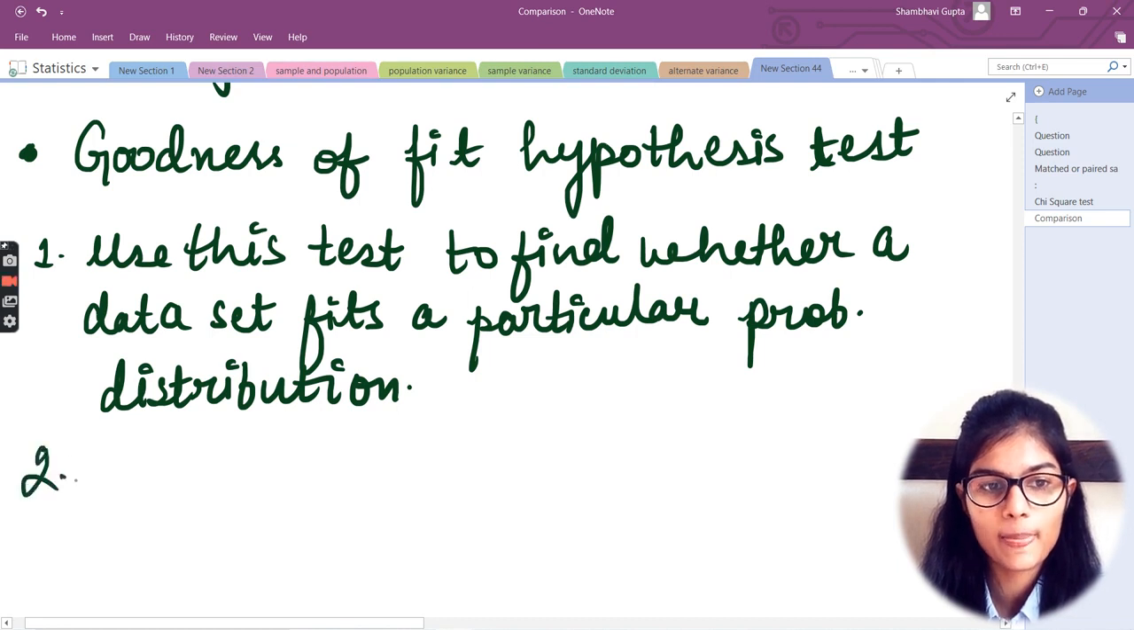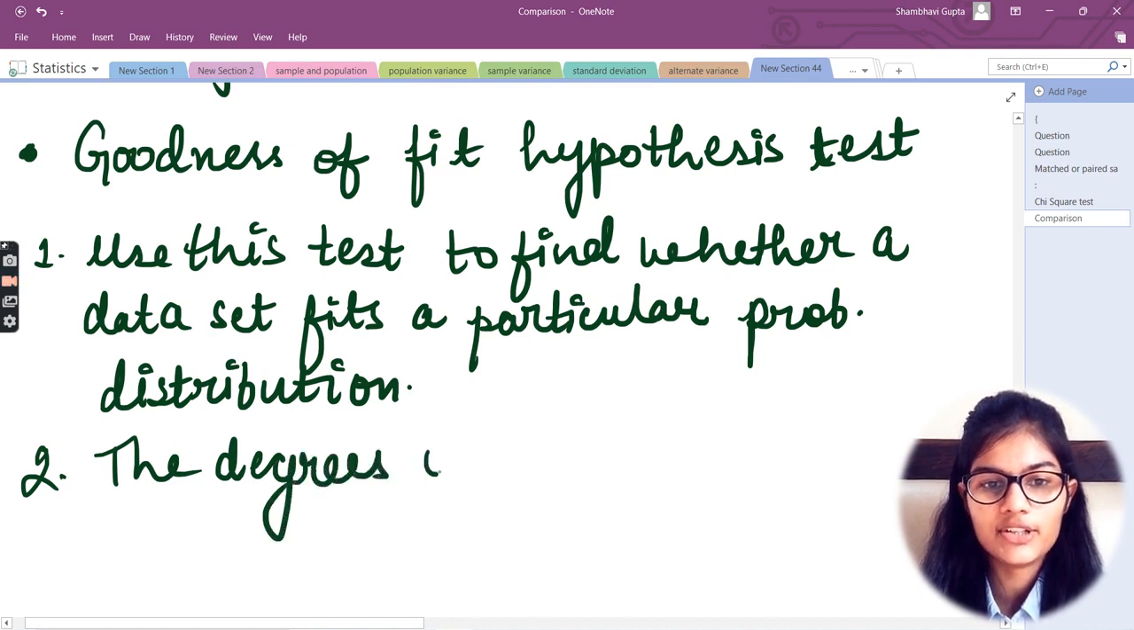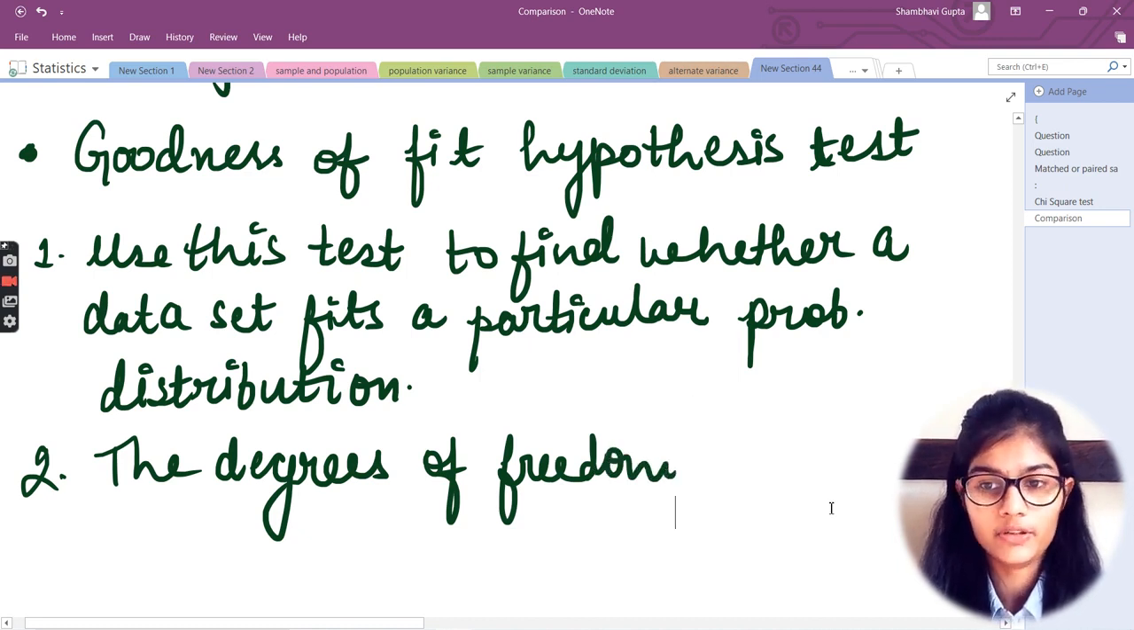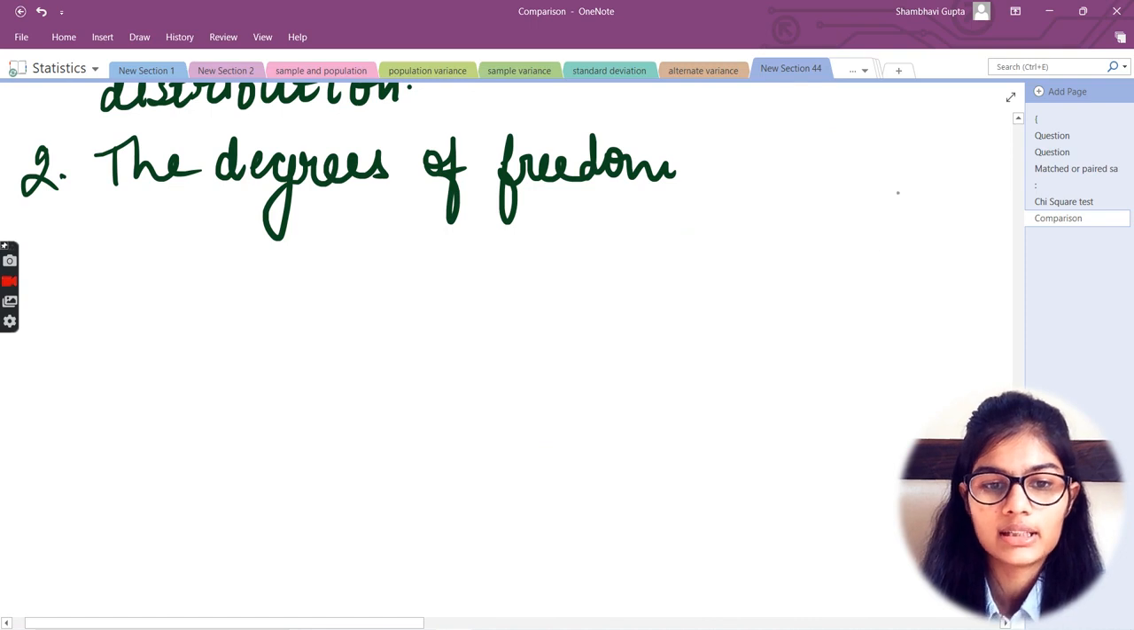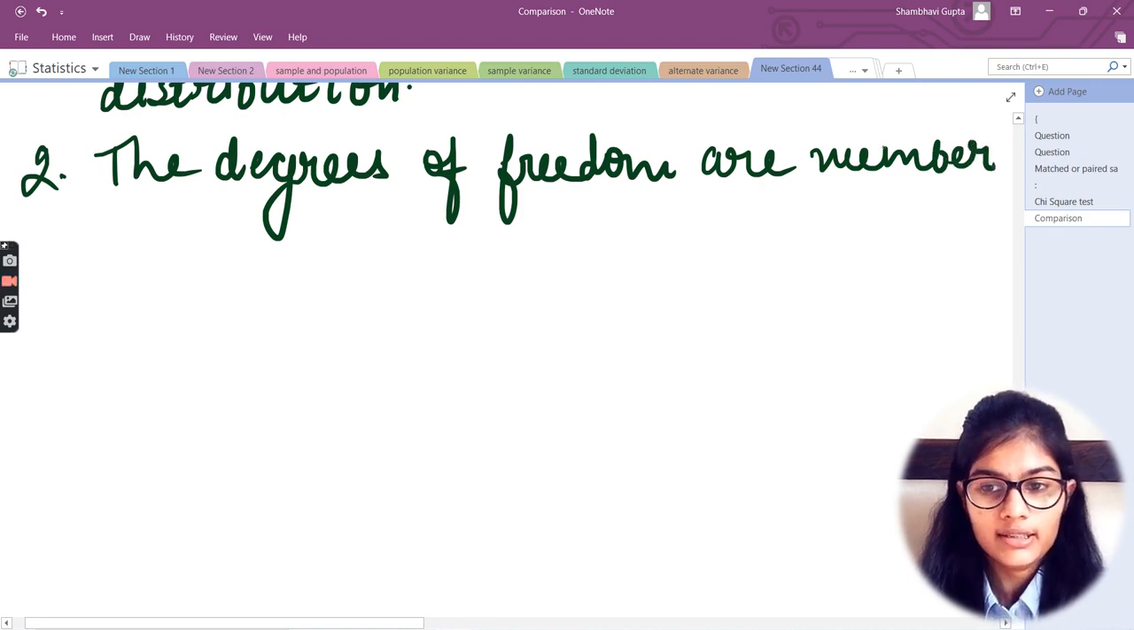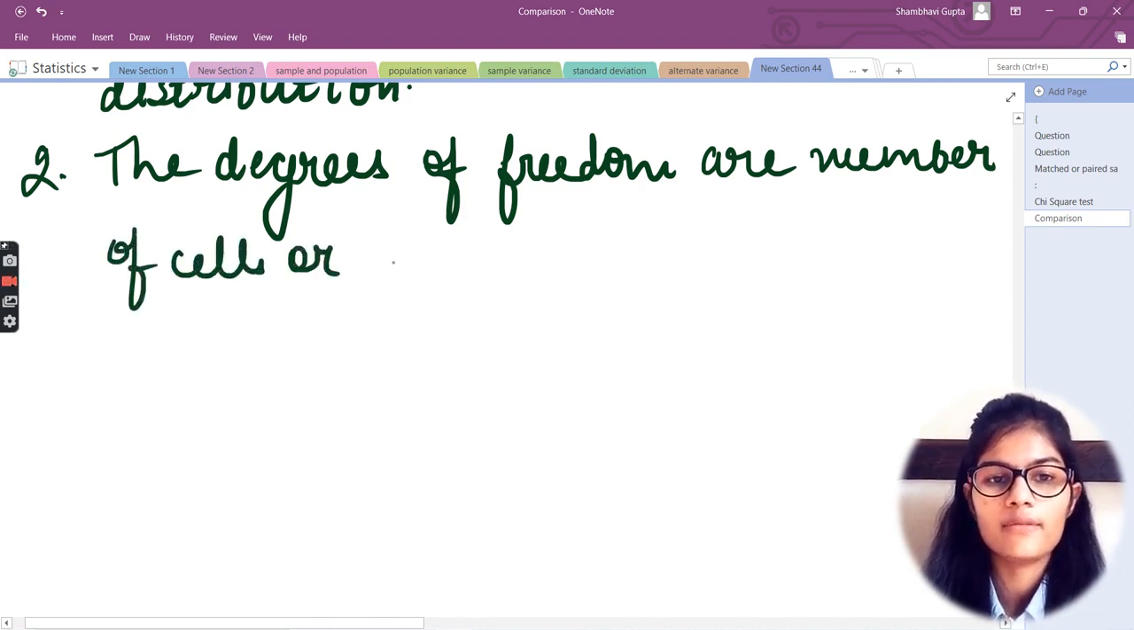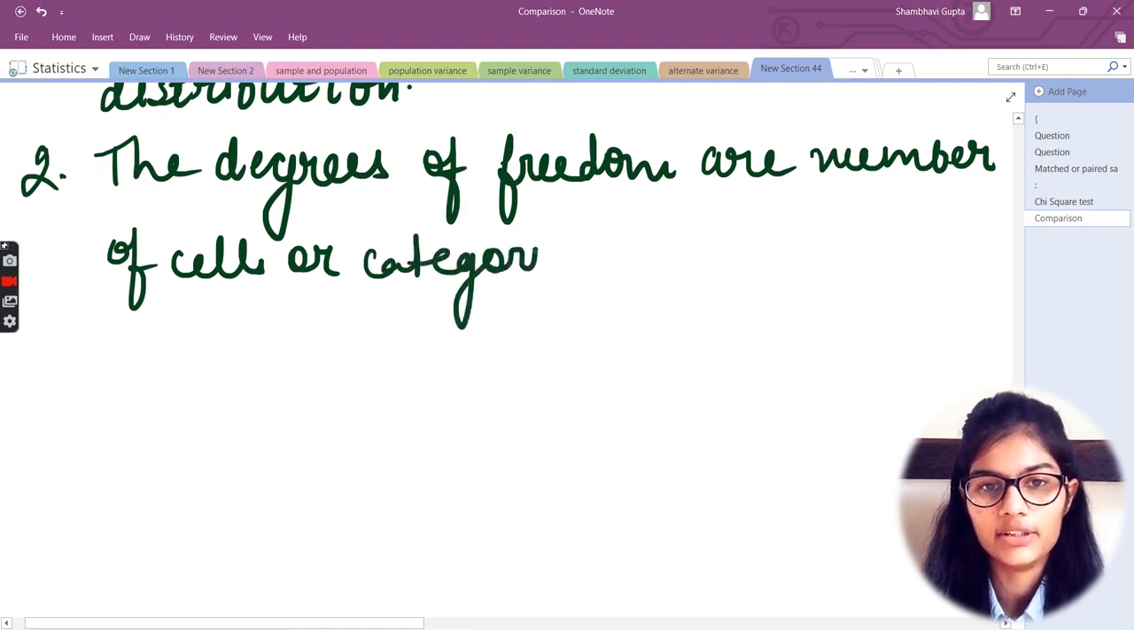Next, what do we have here? The second point is the degrees of freedom. Let me come down here. The degrees of freedom are the number of cells or categories minus 1. Right? This is what the degrees of freedom are. So degrees of freedom are number of cells or categories minus 1.